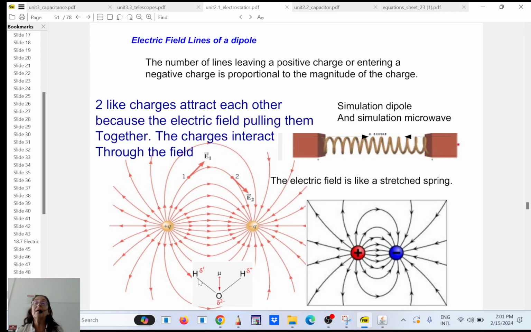Right? A water molecule is a permanent dipole. Why is that? Because hydrogen gives away its electrons. So on that side you're going to have a positive charge because it lost electrons, and the oxygen is taking the electrons, right?